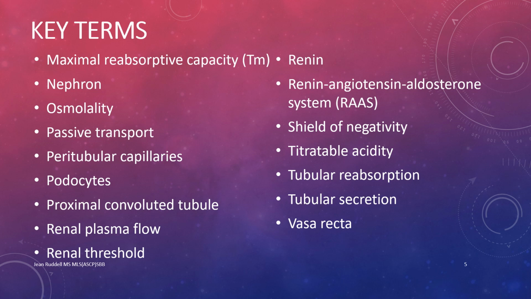Additional key terms: maximal reabsorption capacity, nephron, osmolality, passive transport, peritubular capillaries, podocytes, proximal convoluted tubule, renal plasma flow, renal threshold, renin, renin-angiotensin-aldosterone system, shield of negativity, titratable acidity, tubular reabsorption, tubular secretion, vasa recta.